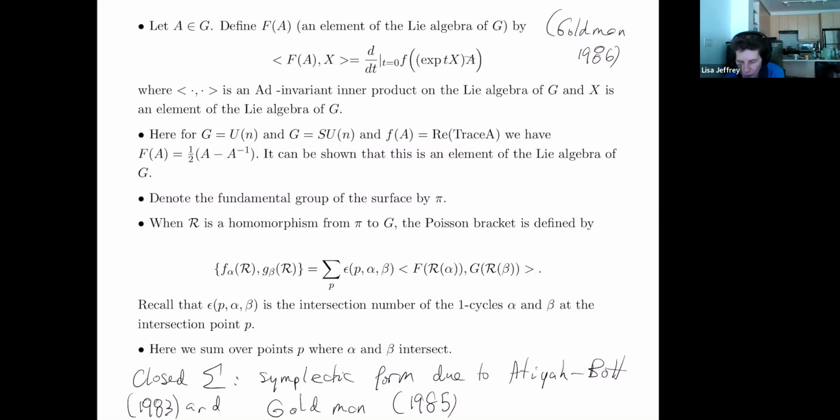At this point, just for an example, this capital F takes values in the Lie algebra of G, and in the case where little f is the real part of the trace, the capital F is A minus A inverse, and this does take values in the Lie algebra of G.